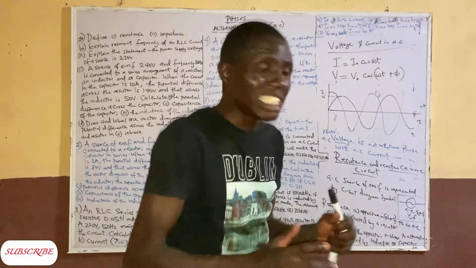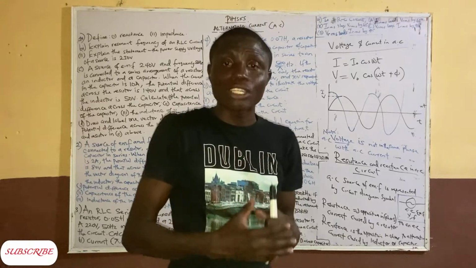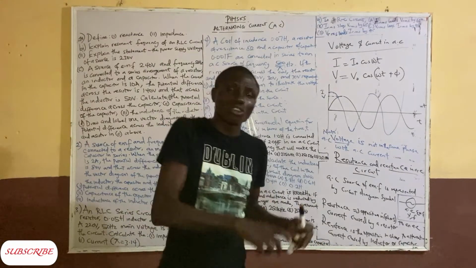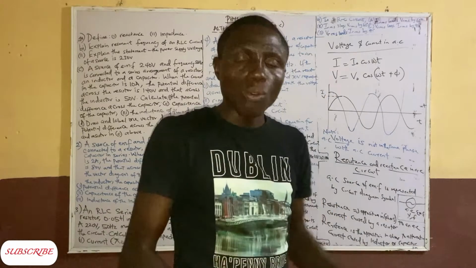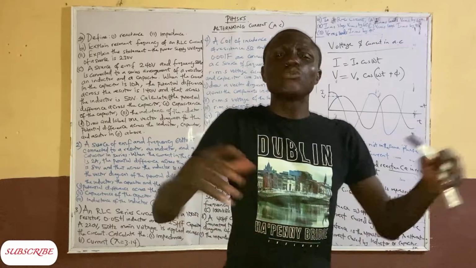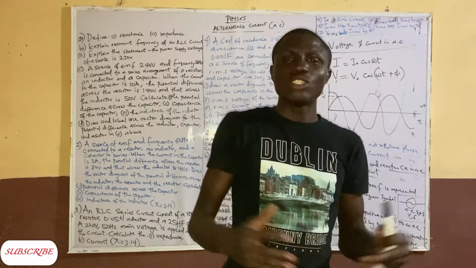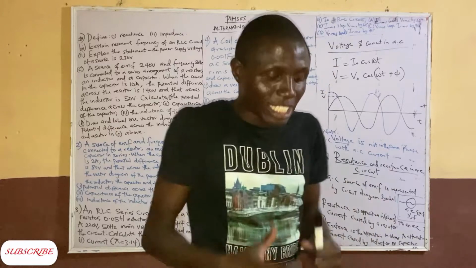Now let's go into this part. How do we draw the diagram when we have resistance in an AC circuit? How do we draw the circuit when we have an inductor in an AC circuit? And how do we draw the circuit when we have a capacitor in an AC circuit? And how do we draw an AC circuit when we have the three combined?